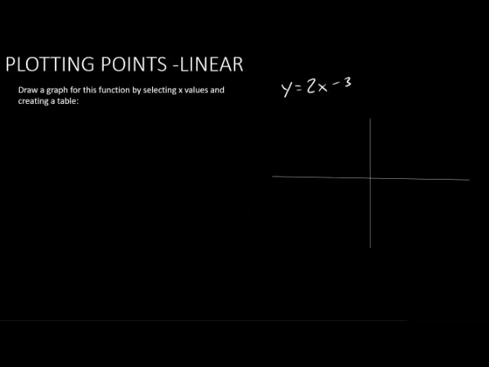We'll begin with a linear graph. A linear graph is denoted by any function that only has x to the first power. Here we'll have y equals 2x minus 3. We're going to first learn how to plot points to draw our graph. When I say plotting points, what I mean is selecting various x values, finding the y's that accompany them, and then plotting those points on the graph and connecting them.